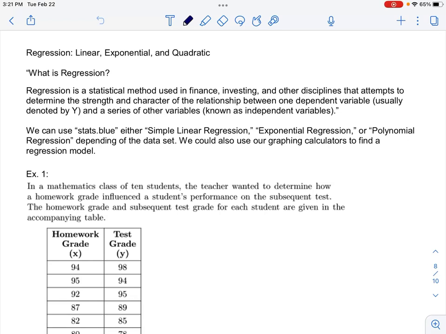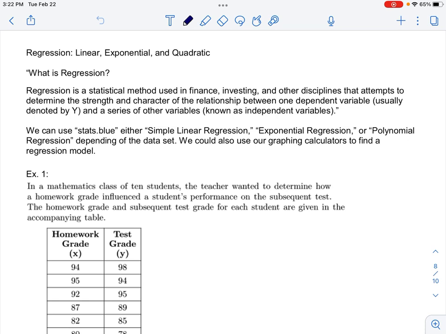Hello all, today we are going to be learning about regression, which can include linear, exponential, and quadratic for us. So the question is, what is regression? Well, regression is a statistical method used in finance, investing, and other disciplines that attempts to determine the strength and character of the relationships between dependent variables, which is usually a y when we write it, and a series of other variables. Those are our independent variables, which is usually an x, but those variables can change. It's our inputs and our outputs, things like that.